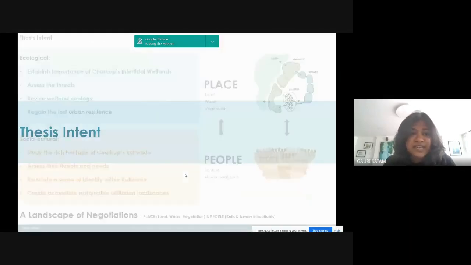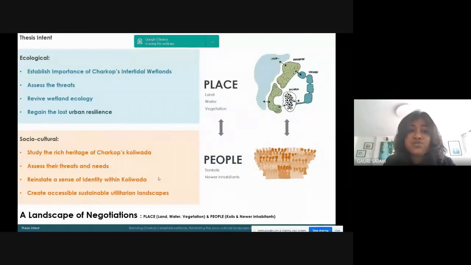So my thesis intent is basically segregated into two layers, of the place and of the people. I'll be looking into the ecological layer of establishing the importance of these intertidal wetlands, assessing the threats, reviving the wetland ecology, and regaining the lost urban resilience. In the socio-cultural layer, I'll be studying the rich heritage of Charkop's Koliwada, assessing the threats and the needs, reinstating a sense of identity within the Koliwada, and creating accessible, sustainable, utilitarian landscapes. So it's about connecting the place with the people through a landscape of negotiations.